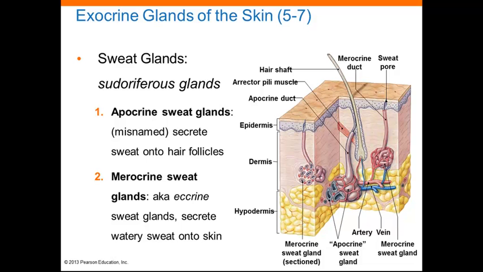Merocrine sweat glands are also called eccrine sweat glands, and they're coiled tubular structures that secrete a watery perspiration directly onto the surface of the skin. They're very numerous all over the skin, but there are many on the soles of the feet and the palms of the hands. Though the sweat is mostly water, it contains electrolytes like sodium and chloride, urea, and organic nutrients. Its main function is to cool the body through evaporation.